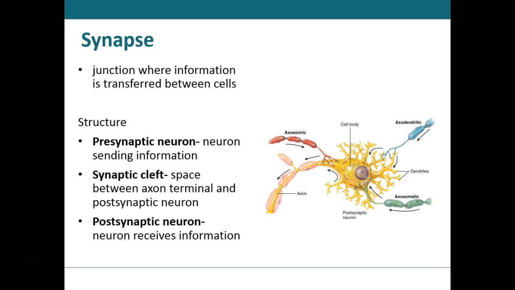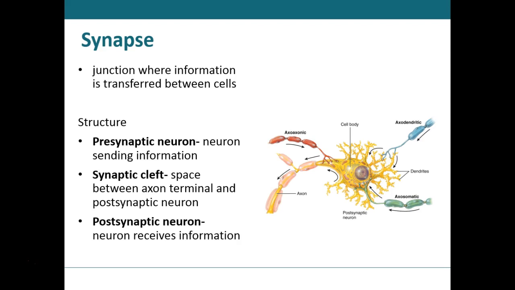A synapse is a region where communication occurs between two neurons or between a neuron and an effector cell, such as a muscle or a glandular cell. The term presynaptic neuron refers to the nerve cell that carries a nerve impulse or action potential toward a synapse. It's the cell that sends the signal.